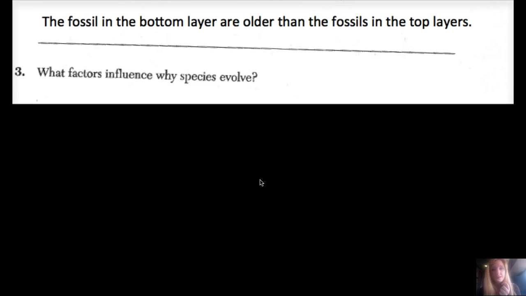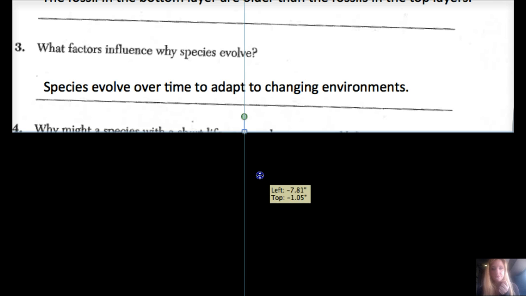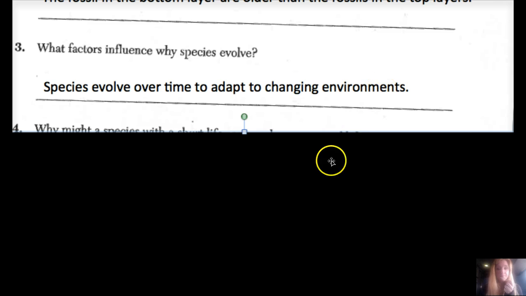Alright, so what factors influence why species evolve? Well, if there's a change in the environment, the species that are adapted to that change are going to go on to survive, and the species that aren't adapted to that environment are not going to survive. So sometimes there's a genetic mutation that favors that change, and those organisms within that species will go on. Basically, environmental changes cause species to change. So species evolve over time to adapt to changes in their environment.